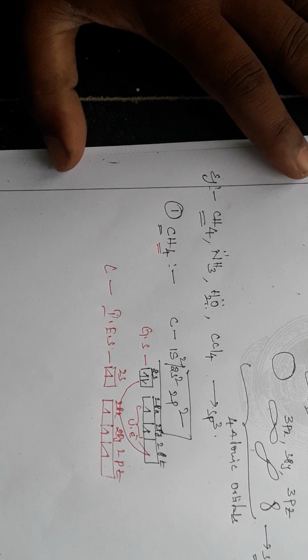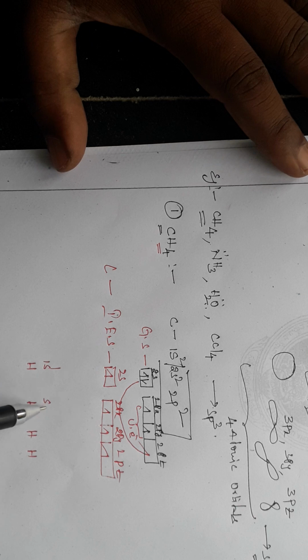Then the 4 hydrogen atoms: the first hydrogen, second, third, and fourth hydrogens, each of which contains 1s1.